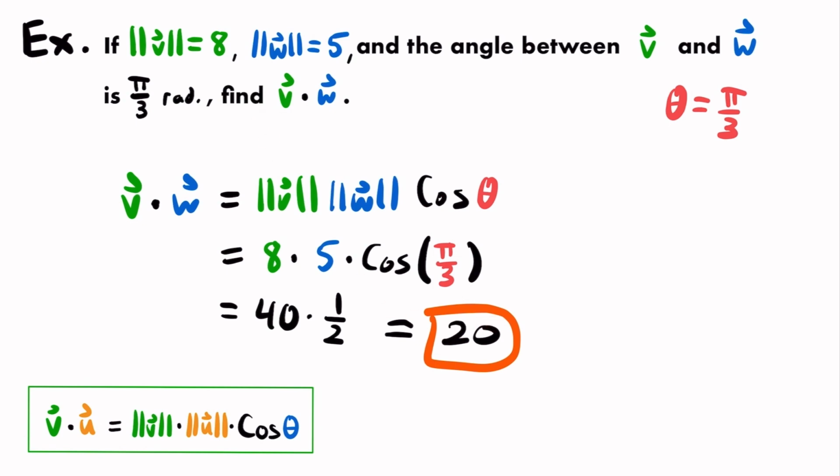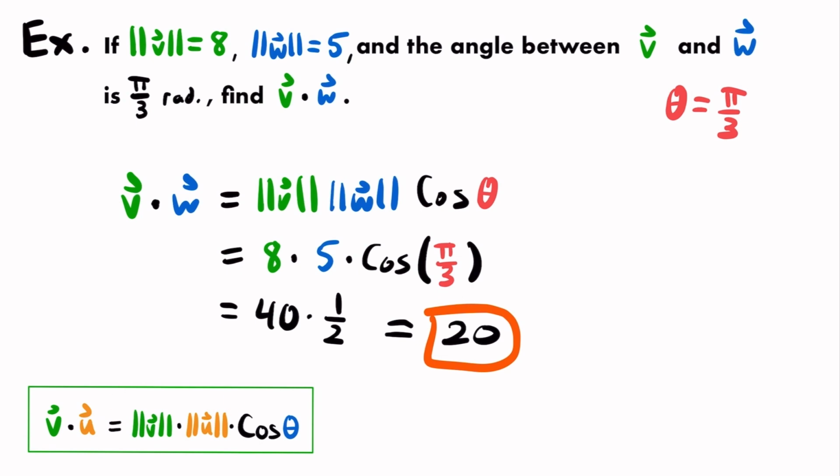We don't know what the components of vector v and vector w are, so we couldn't calculate the dot product the normal way, but we could use this alternate form that allows us to find the dot product if we know the magnitude of those vectors and the angle between them. Okay? So that was just an example of how you can use this alternate form of the dot product.